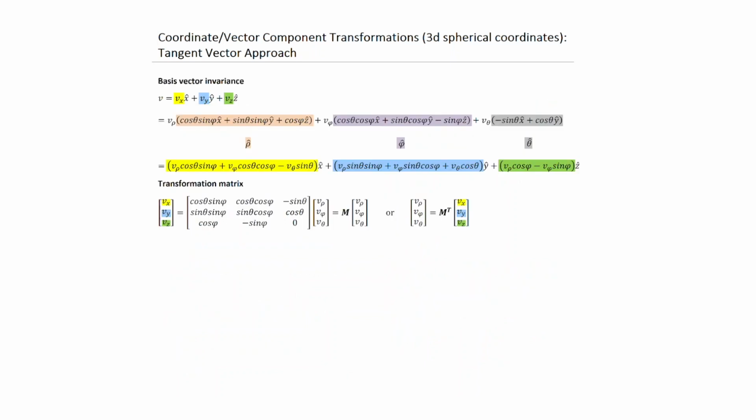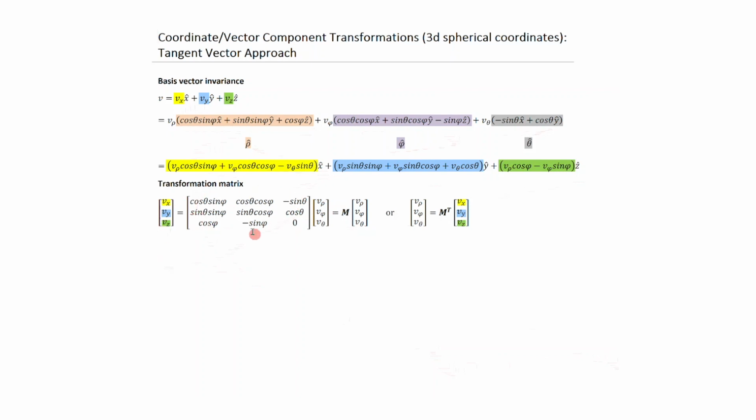All right, so again, basis vector invariance. You can write it either in terms of the new basis vector or the old basis vectors. So this is the rho hat vector, this is the phi hat vector, and this is the z vector from the previous page. All right, and so now we equate, first regrouping things so that everything here is grouped in terms of x hat, y hat, and z hat. And then write everything out in matrix form, which is what I've shown here.